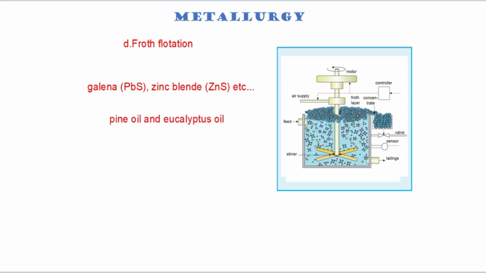When the ore is wetted with oil-water mixture, air is blown into the mixture, foams or froth is formed. The sulfide ore moves to the surface of the froth. In froth flotation, collectors are also added which attach to the sulfide ores and bring them to the surface of the froth. Commonly used collectors are ethyl xanthate and potassium ethyl xanthate.